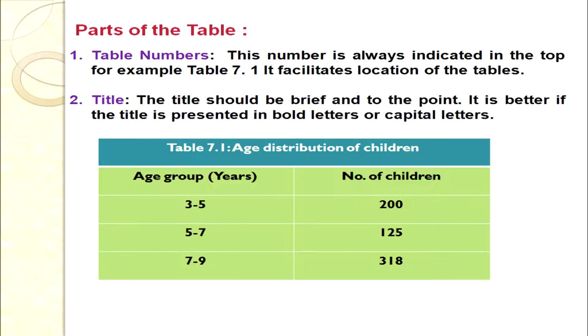Very first, table number. Every table should be supported with a table number, and it should always be indicated at the top. Likewise, in this table you can see table 7.1. Why do we number the table? We number the table because it facilitates location of the tables.